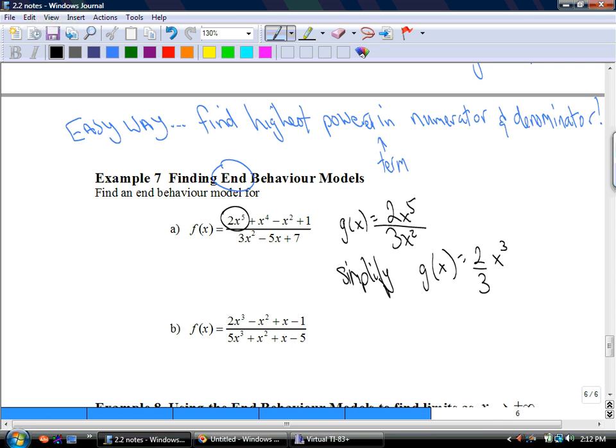Well, what's the end behavior model for the next one? 2x cubed over 5x cubed. Simplify that. 2 over 5. So as we go out into infinity, the graph will look like y equals 2/5. I think that's pretty cool. I don't know if you guys do, but I do.